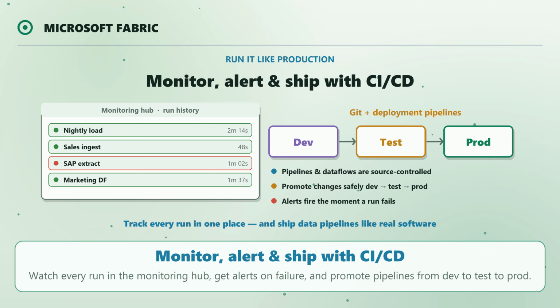And you ship changes properly because pipelines and data flows support real CD. They integrate with Git, so every change to a pipeline is version controlled and reviewable. And they work with deployment pipelines, so you promote your work safely from a dev workspace to test, and then to prod, with the connection details swapped per environment. That means you can treat your data pipelines like the real software they are, reviewed, versioned, and released with confidence, instead of fragile jobs held together by hope and one person's memory.